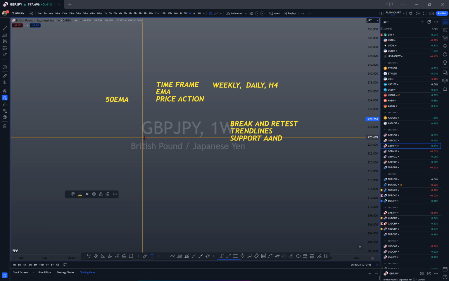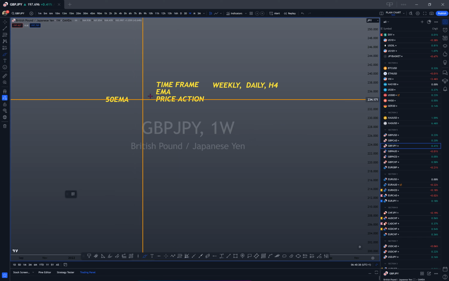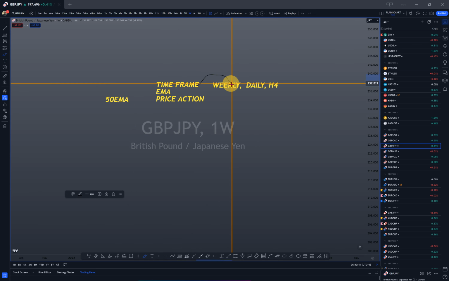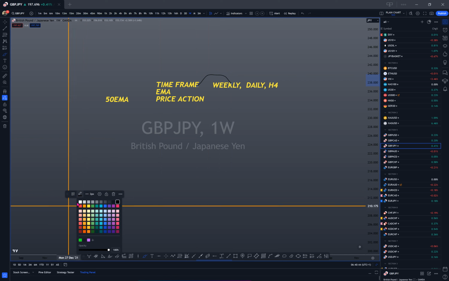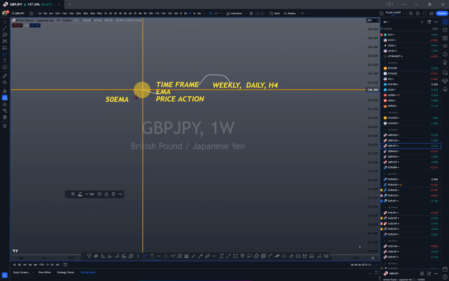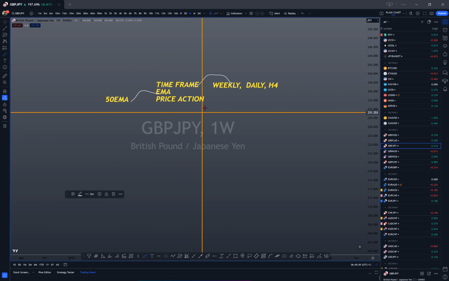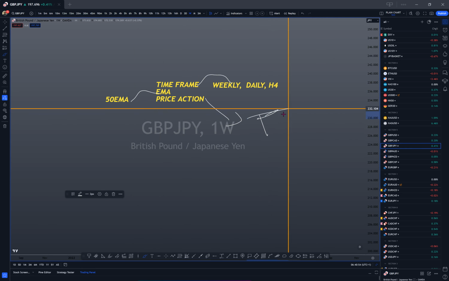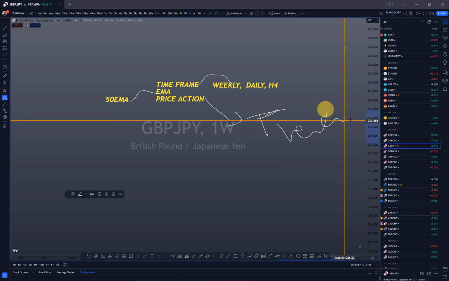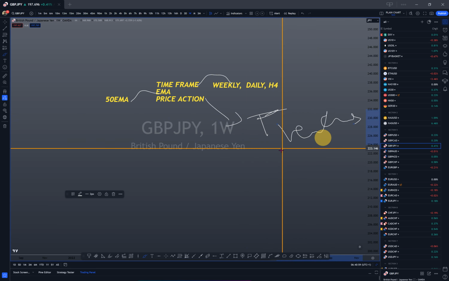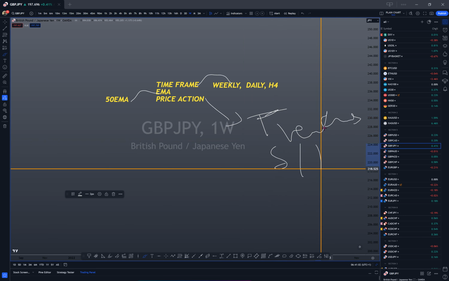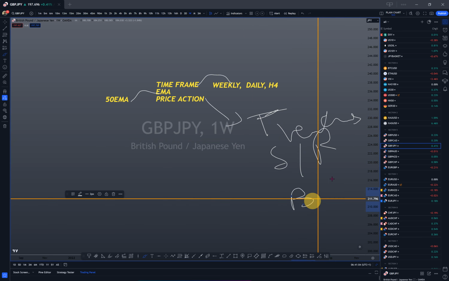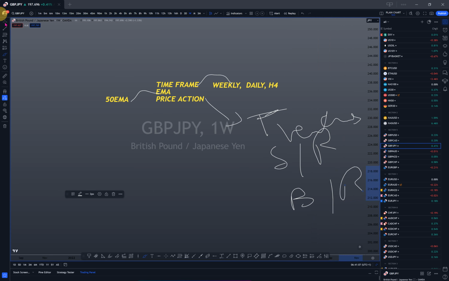and support and resistance. So again, price action, we are looking at the trend lines, support and resistance, and then break and retest. Alright, so let's go to the charts.